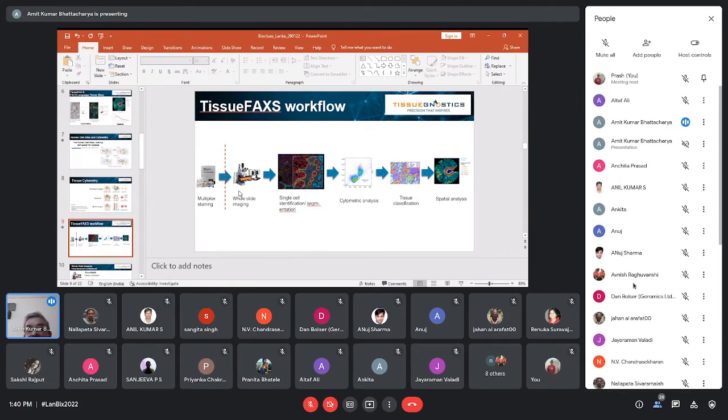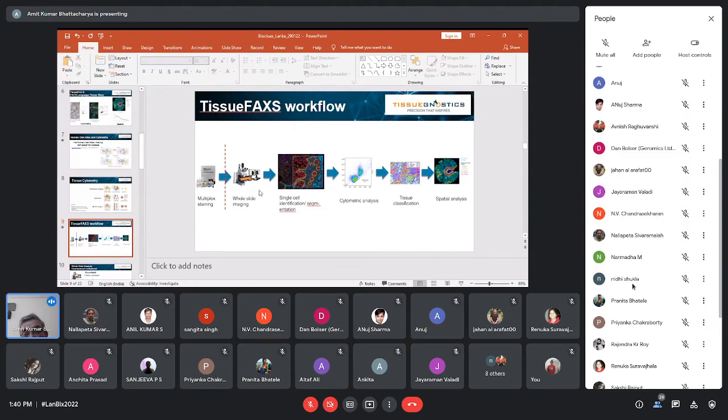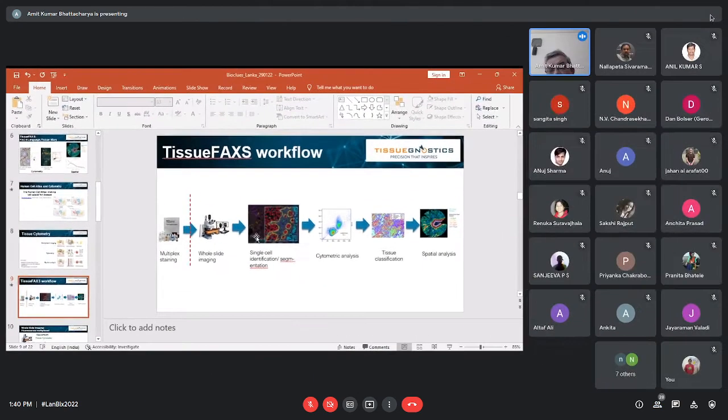You'll have to scan a large section to find these cells which are few in number. So you do whole slide imaging. After the imaging is done, using the software, you identify single cells in the entire section, and depending on the molecular markers that you've used, you find single cells of different types, of different histological types.